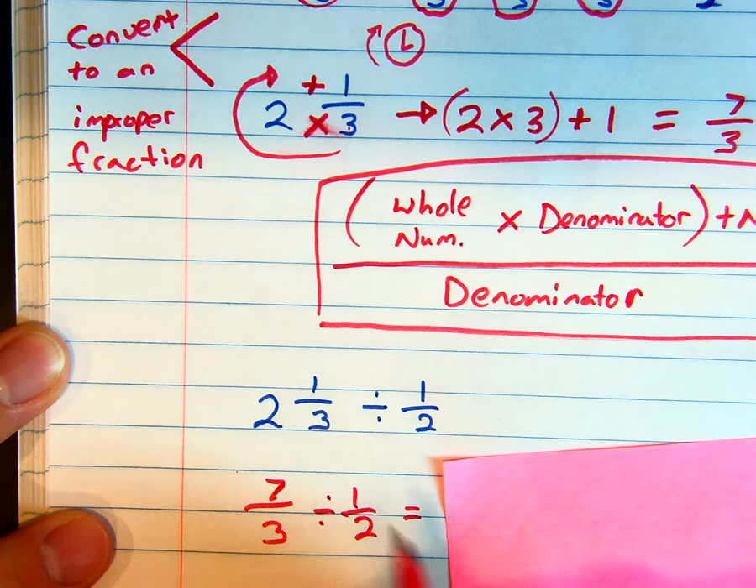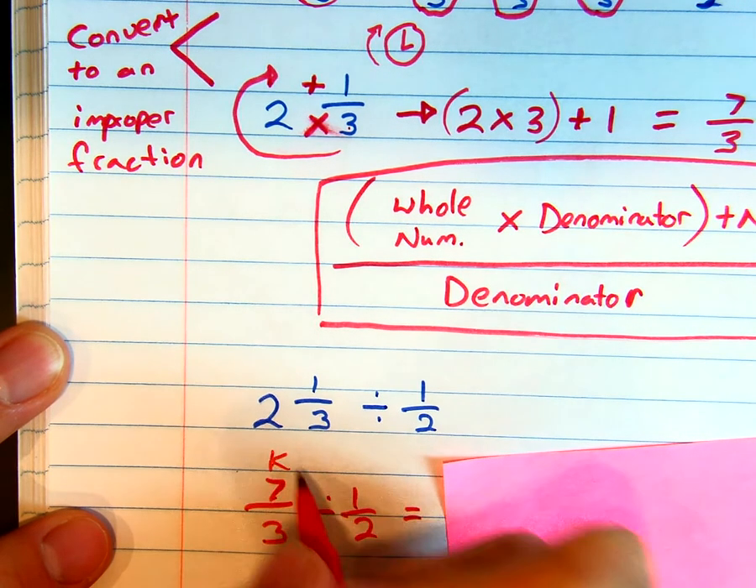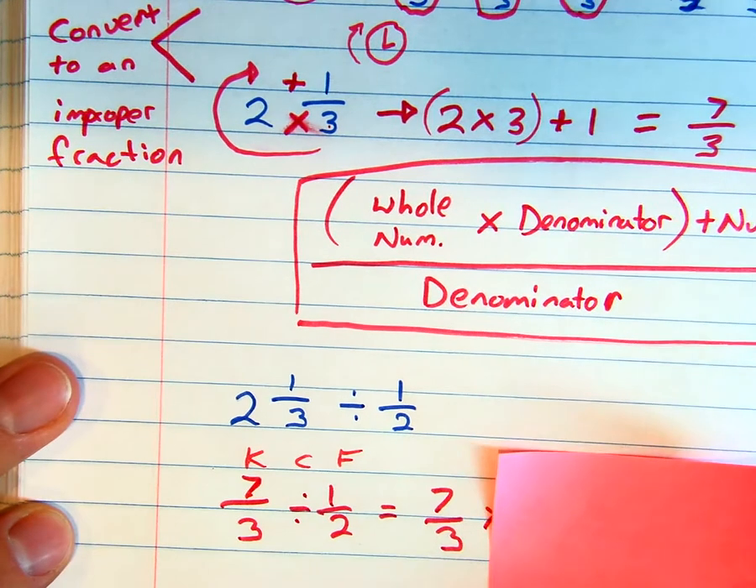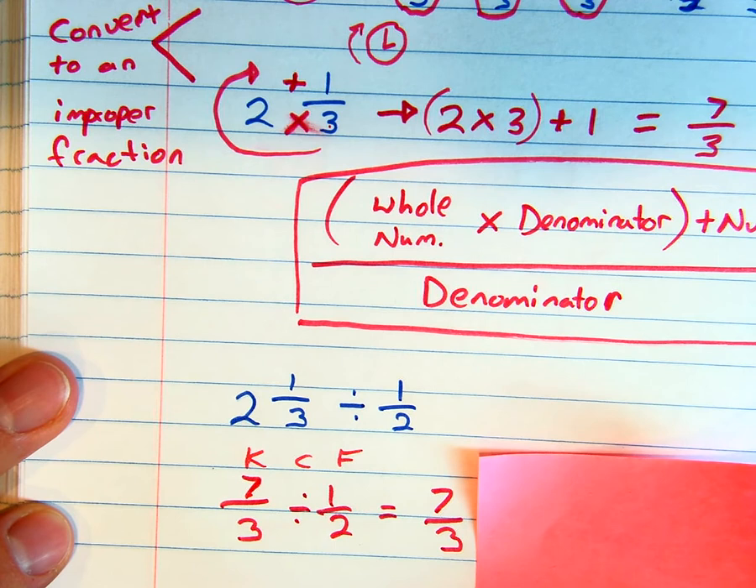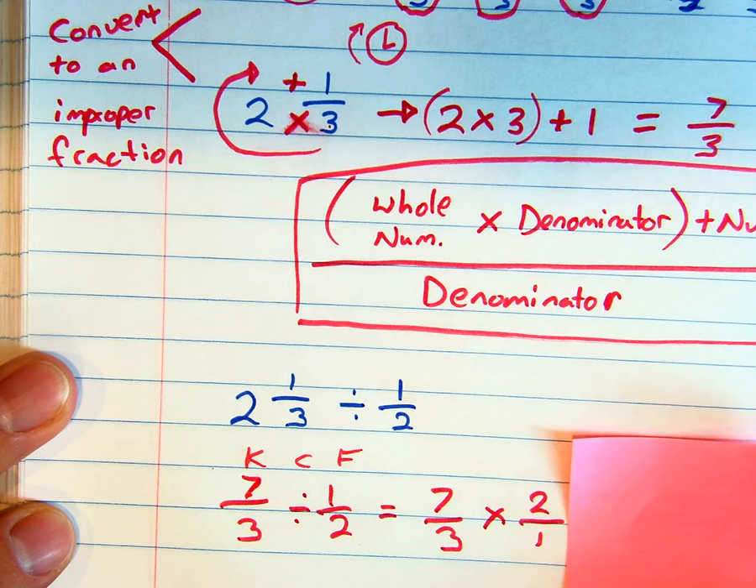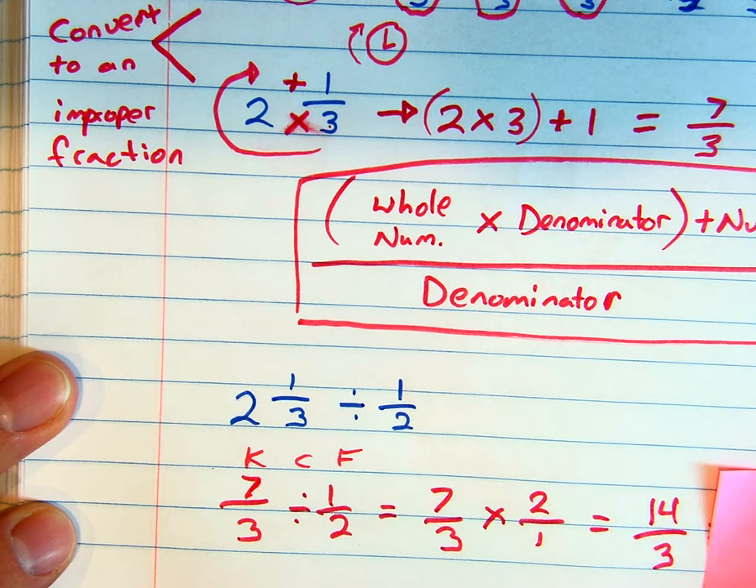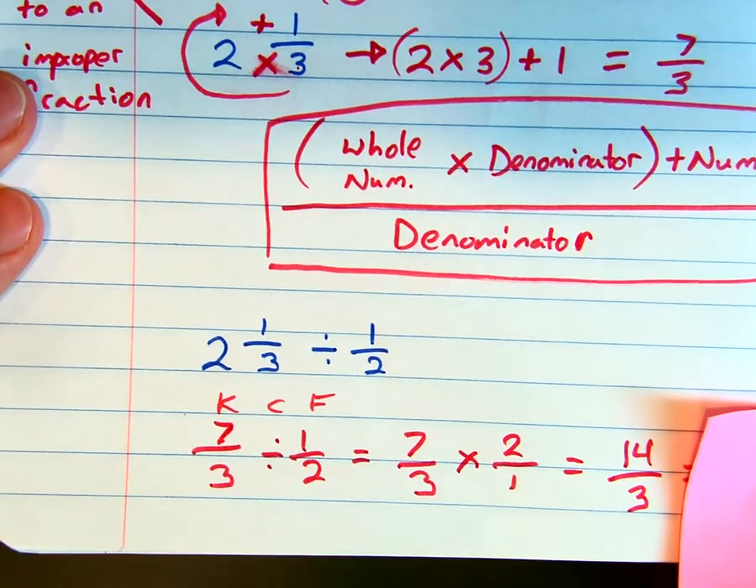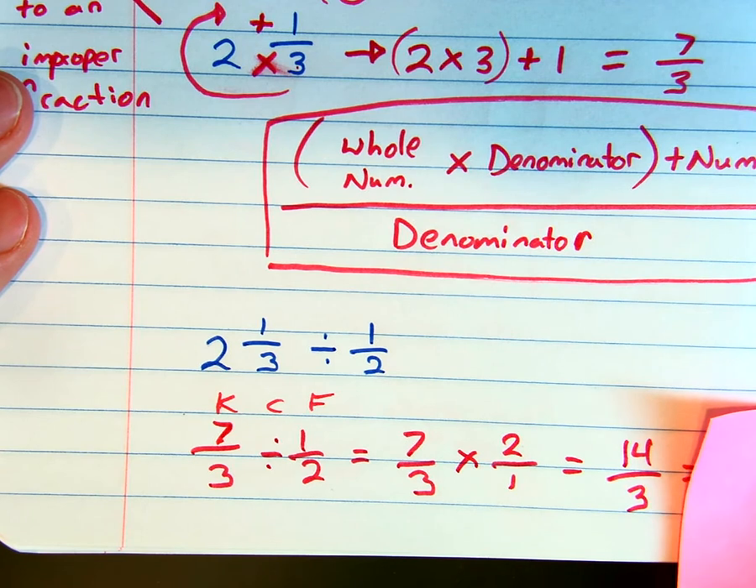So we need to dig back into our memory. Keep, change, flip. So we hold on to the dividend. We change to multiplication. And then we get our reciprocal, 2/1. We just flip that second fraction. And we end up with another improper fraction, 14/3. 7 times 2 is 14, 3 times 1 is 3.